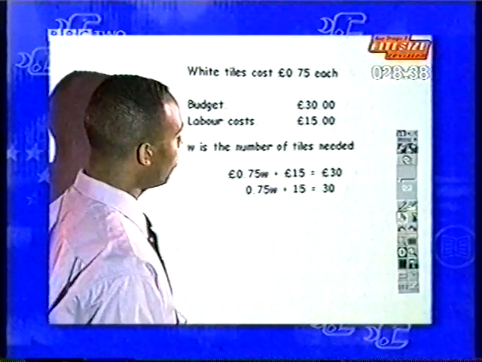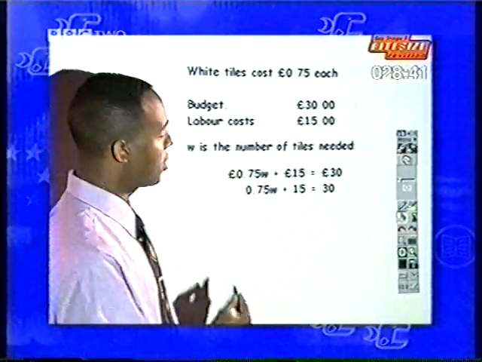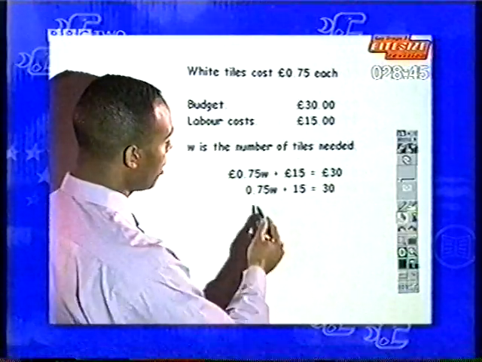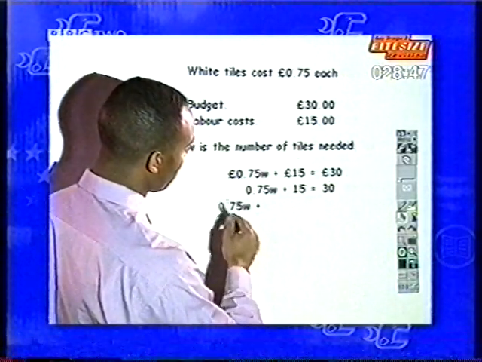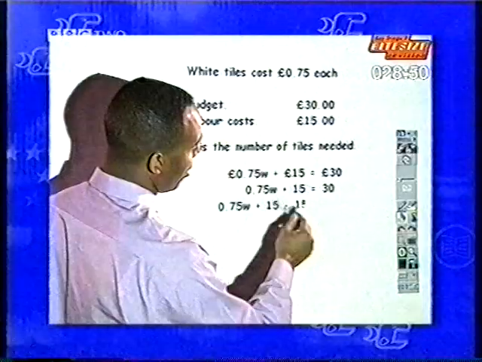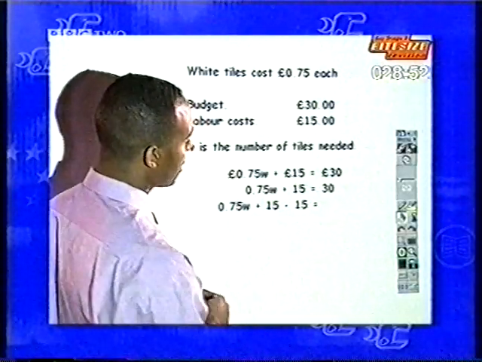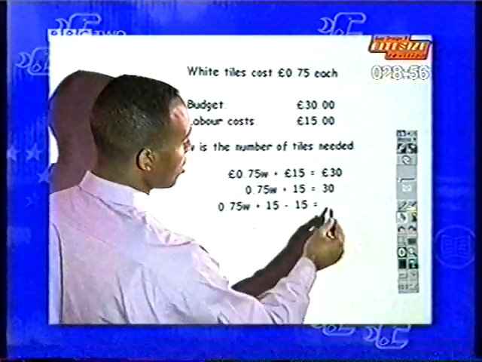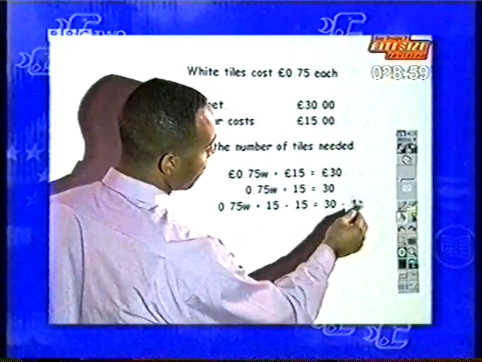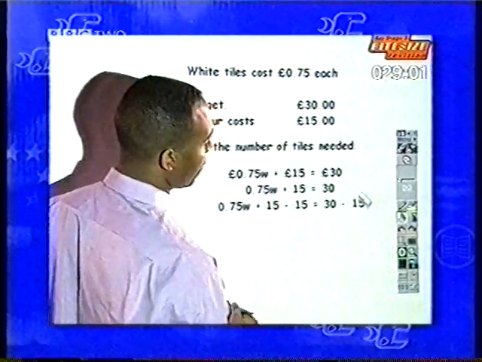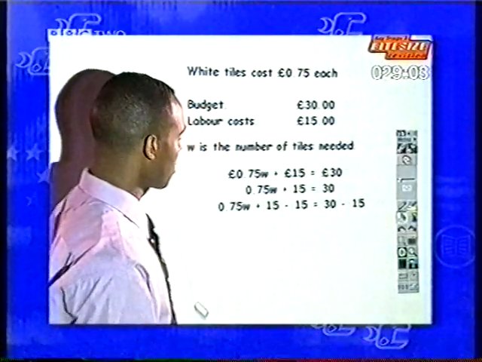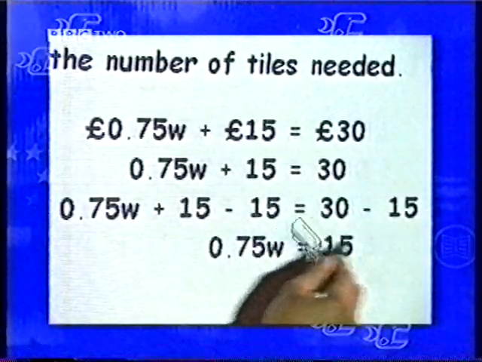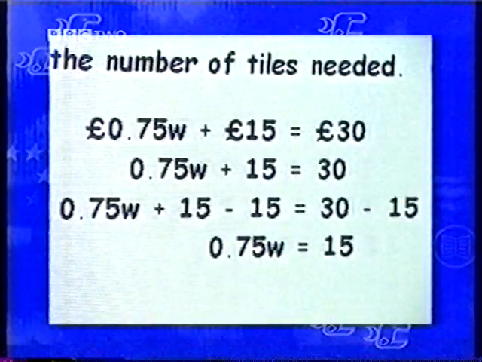Now, to get 0.75W on its own, we can see it has 15 added to it. So let's subtract 15, bringing that to 0 to leave 0.75W on its own. If we remember our rule, what's done to the left-hand side of the equation must also be done on the right-hand side of the equation. So we need to subtract 15 over here. So that's 30 minus 15, so that the equal sign still works. Right, what do we have now? 0.75W equals 15.